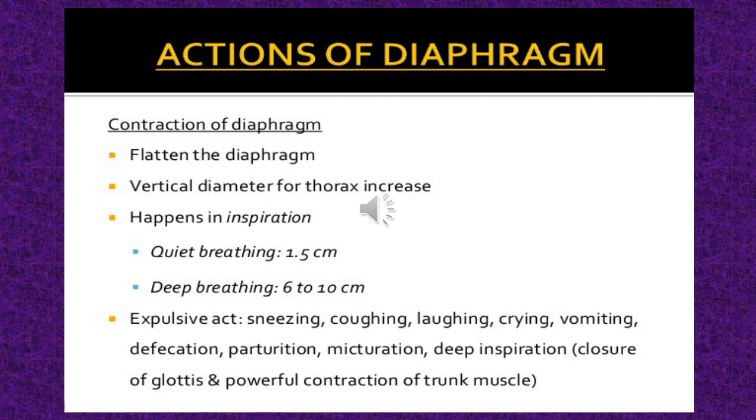Actions of the diaphragm. The diaphragm is the principal muscle of inspiration. On contraction, the diaphragm descends, increasing the vertical diameter of the thorax. The excursion of the diaphragm is about 1.5 cm during quiet breathing. In deep breathing, it may vary from 6 to 10 cm.